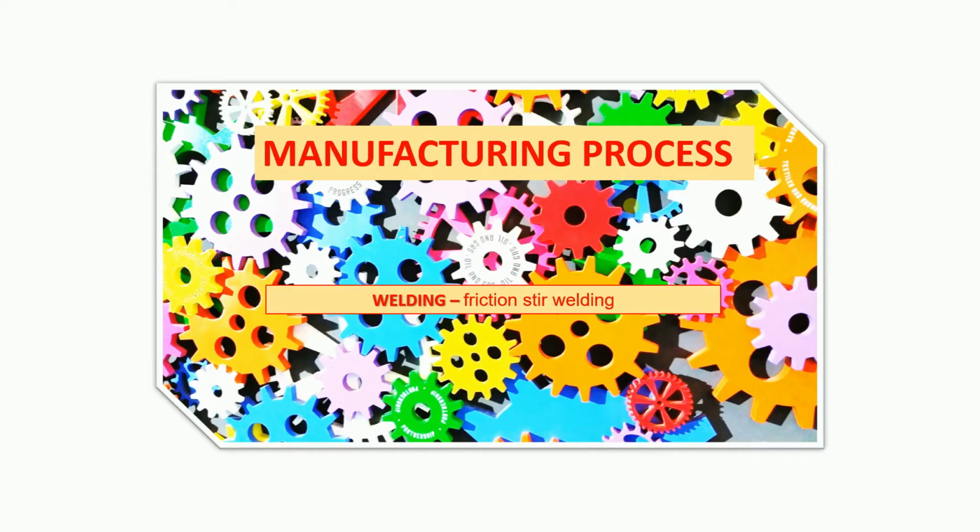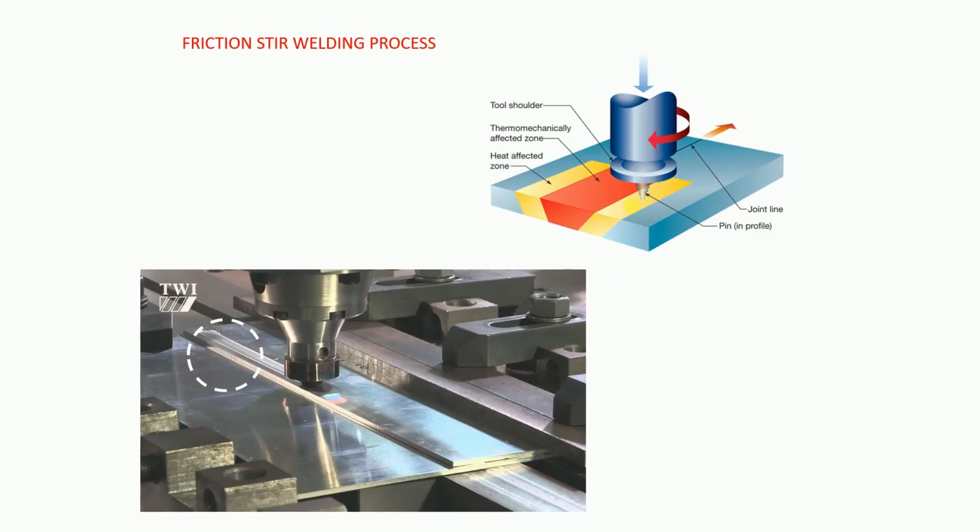Today's process name is friction stir welding. It comes under the category of welding process and is a subdivision of the manufacturing process. So let us go quickly. And this diagram shows the friction stir welding process.